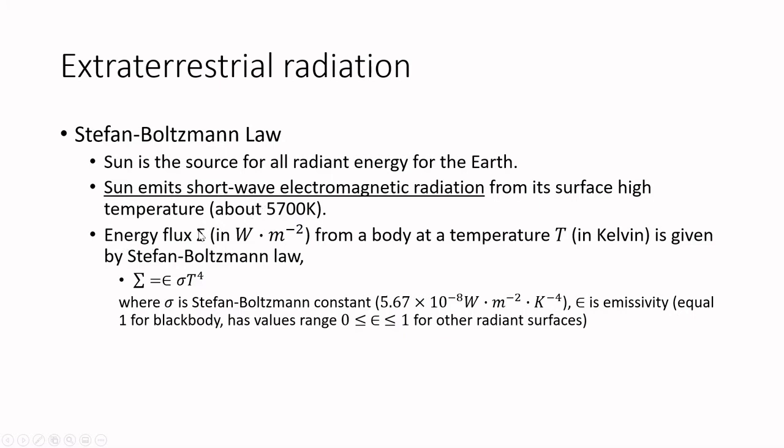So the energy flux, in watt per meter square, from a body at a temperature T in Kelvin is given by the Stefan-Boltzmann law. So the flux equals epsilon multiplied by sigma multiplied by temperature to the power 4, where sigma is the Stefan-Boltzmann constant, which has a value of 5.67 multiplied by 10 to the power negative 8 watt per meter square per Kelvin to the power 4, and epsilon is the emissivity, which equals 1 for a black body and has a value ranging from 0 to 1 for other radiant surfaces.